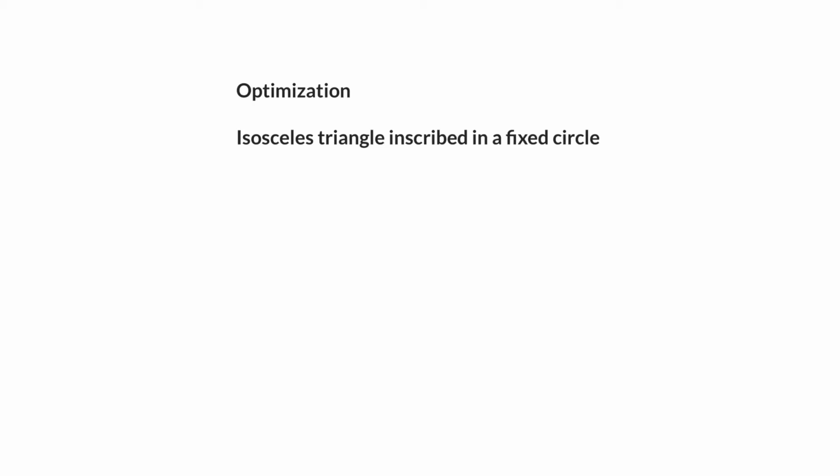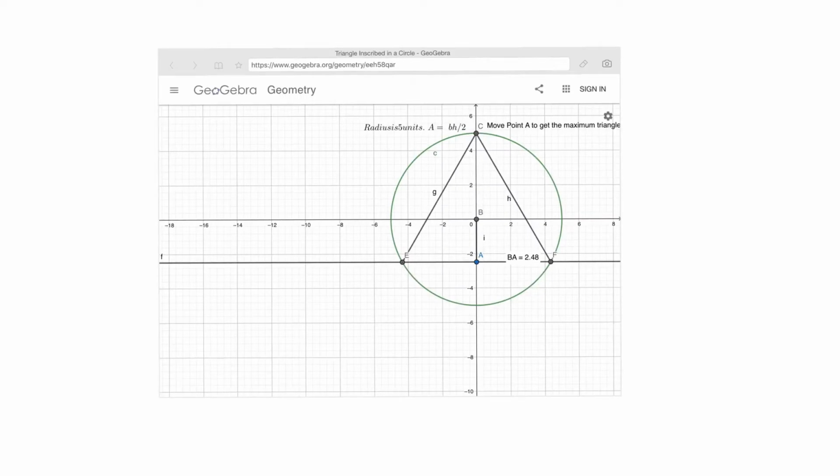So in this video, we're going to figure out the maximum area of an isosceles triangle inscribed in a fixed circle. So here we have a circle, a fixed circle with a radius of 5, where there is an isosceles triangle inscribed. Inscribed means the vertices, or the corners, of the triangle make contact with the circumference of the circle. And in this case, we want to figure out the ideal area, the maximum area, the biggest isosceles triangle that you can fit inside the circle.